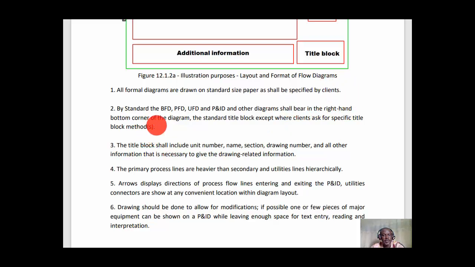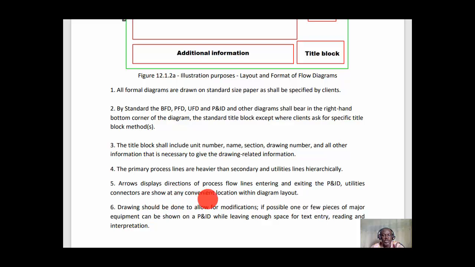By standard, the BFD, PFD, UFD, and P&ID and other diagrams shall bear in the right hand side bottom of the diagram the standard title block, except where the client asks for a specific title block method. The title block shall include unit number, names, section, drawing number, and all other information that is necessary to give the drawing related information.